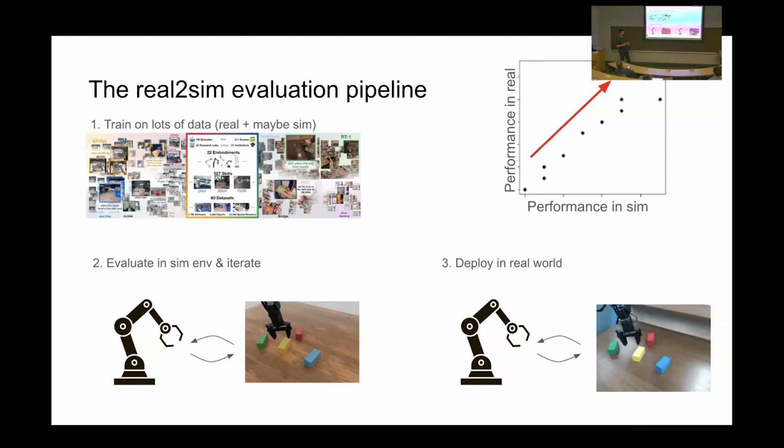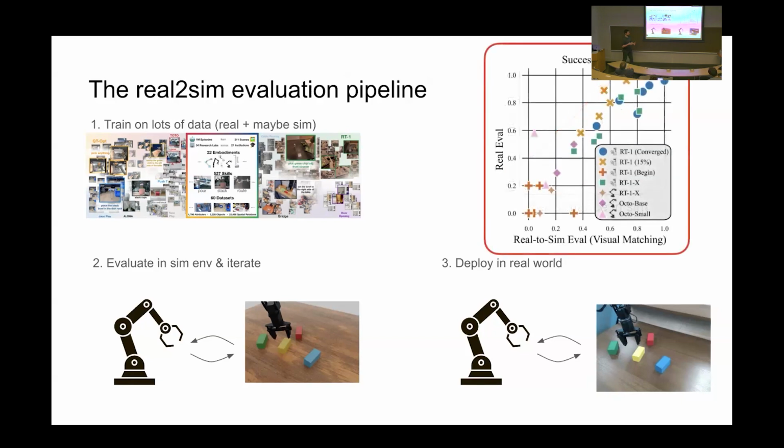If your simulator is correlated, then you can improve on the simulator and you can have some confidence it will actually work in real. And so basically what we did as part of this project is that we evaluated a lot of these policies, a lot of these models trained on different data sets, in our simulators and established some sort of correlation between the real and the simulated evaluation.